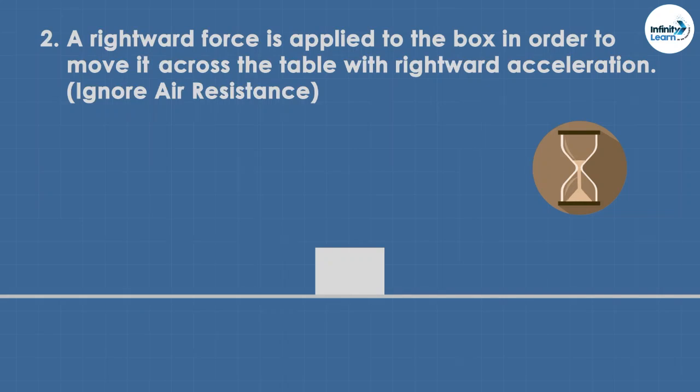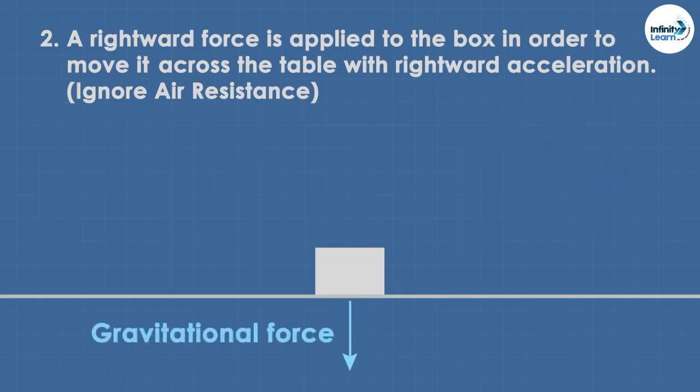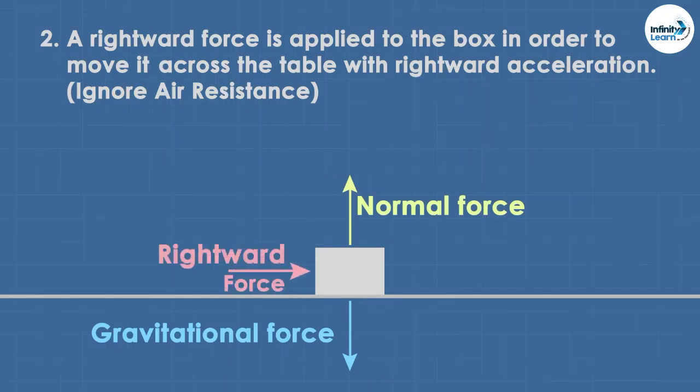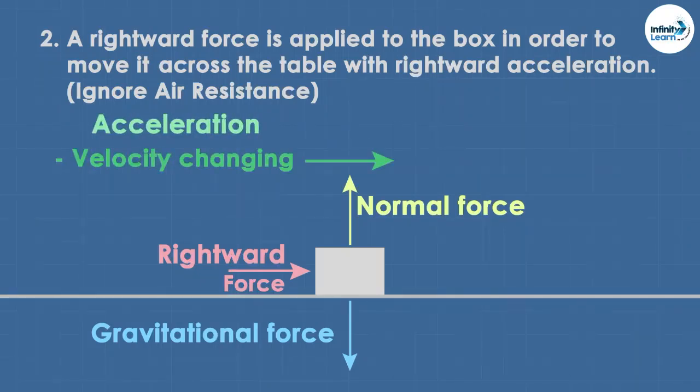Read it well. First things first, the force of gravity will exist and pull the box in the downward direction. As it's placed on the table, there will be an equal and opposite normal force acting upwards. Now we come to what's written. A rightward force makes the box move across the table with rightward acceleration. The word acceleration is very important here. It means the velocity is changing, and the fact that the velocity is changing implies that the forces on the box are unbalanced. The upward and the downward forces net each other off.